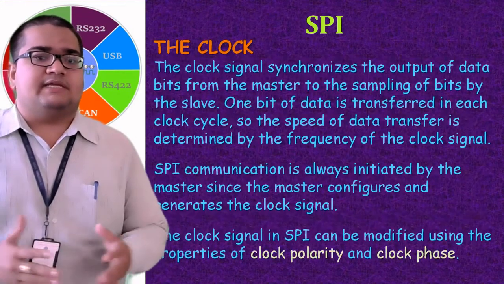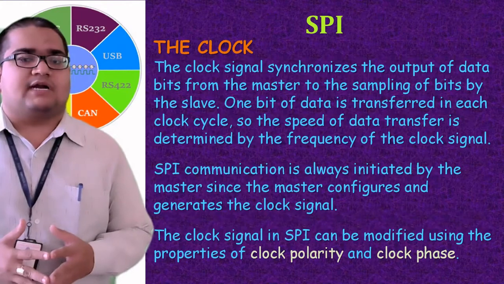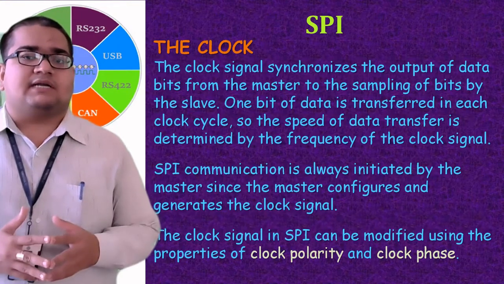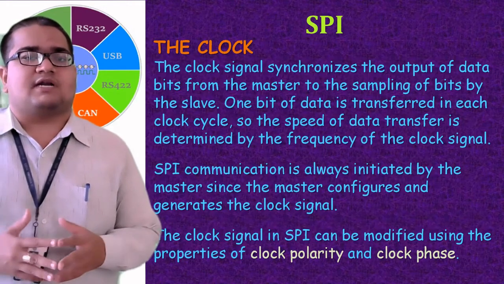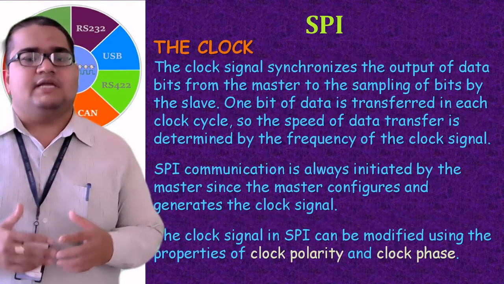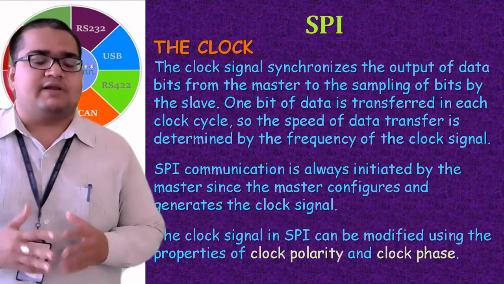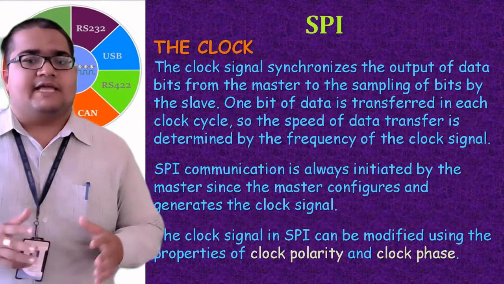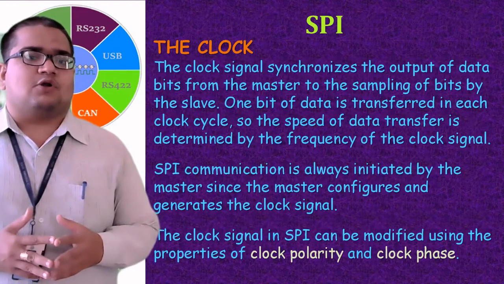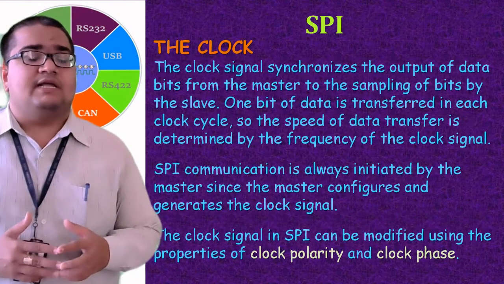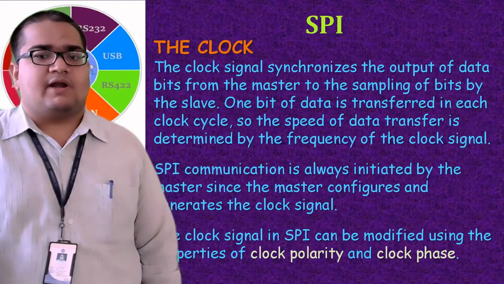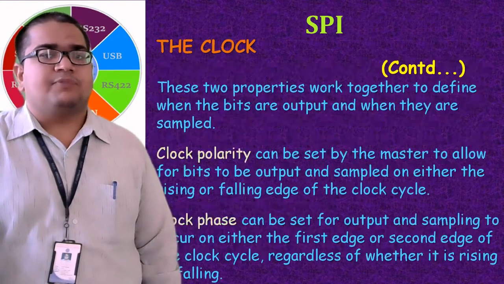About the clock of the SPI, you can see that the clock signal synchronizes the output of the data bits from the master to the sampling of bits by the slave. One bit of the data is transferred each clock cycle, so the speed of data transfer is determined by the frequency of the clock. But there will always be a highest frequency limitation, which we have earlier seen in the discussion when comparing different protocols. SPI communication is always initiated by the master, since the master configures and generates the clock signals. The clock signal in SPI can be modified by two properties, clock polarity and clock phase. We will be checking out what these are now.